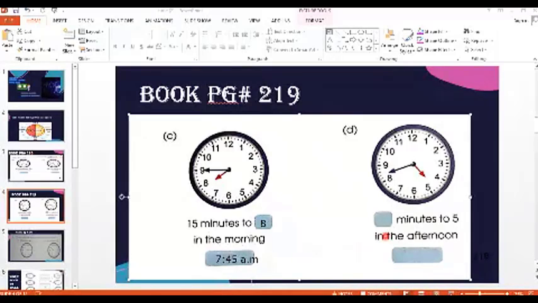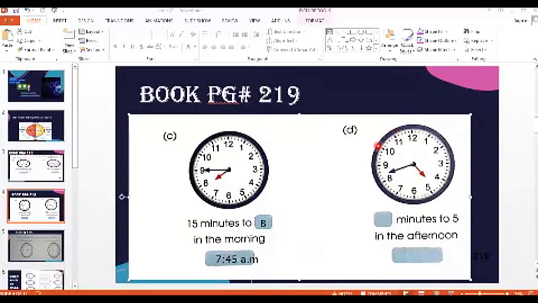Now for part B, I would like all the kids to solve: dash minutes to 5. So you are going to calculate the minutes by yourself. Boys, start taking the jump backward by yourself and start writing your answer in the given box. Quickly, this is your task. I'm also solving it, I would like to solve it with all of you, but this is something that I would like you to attempt by yourself.